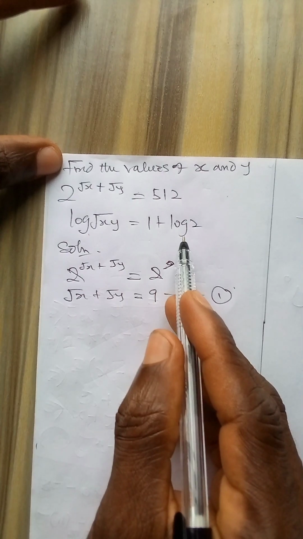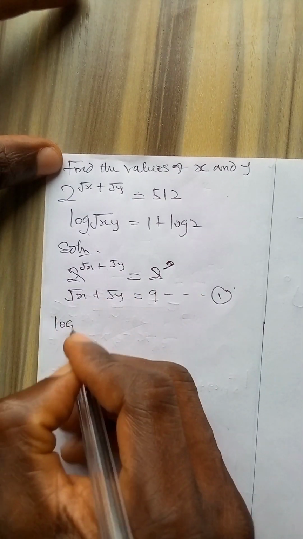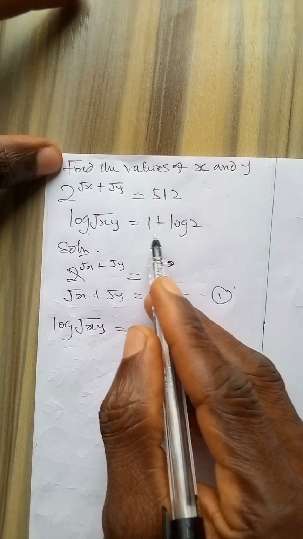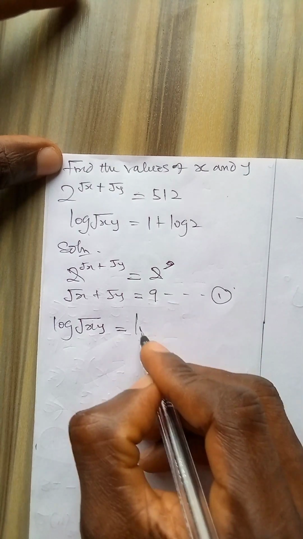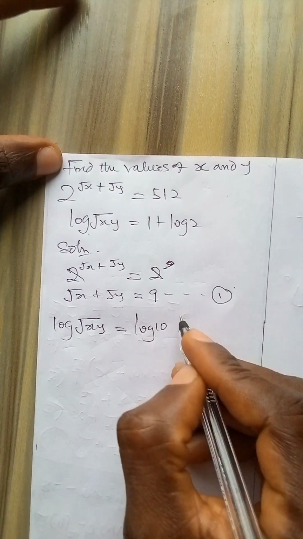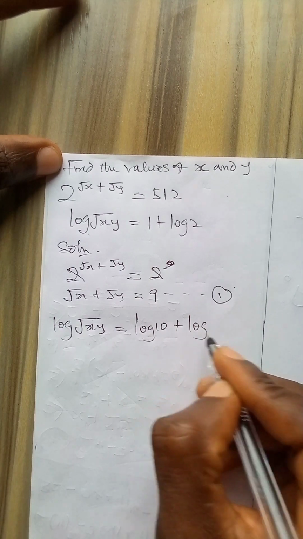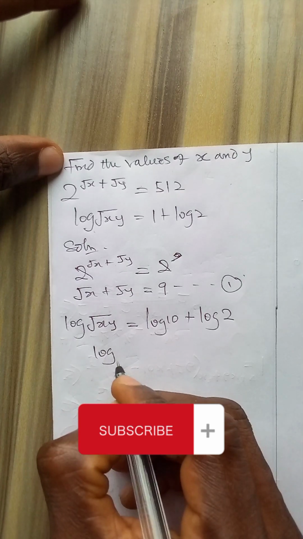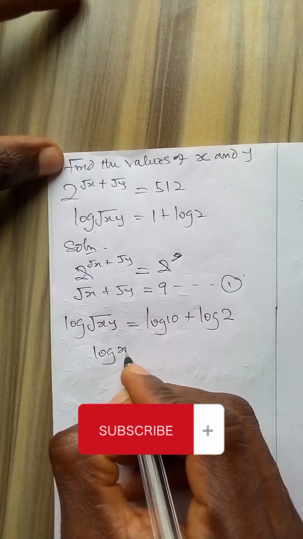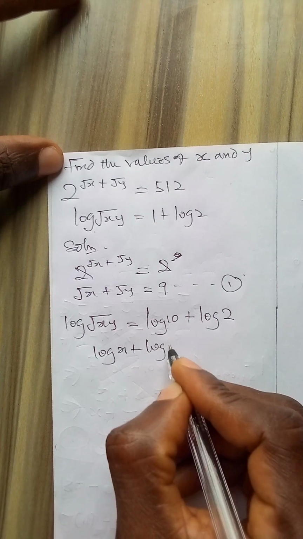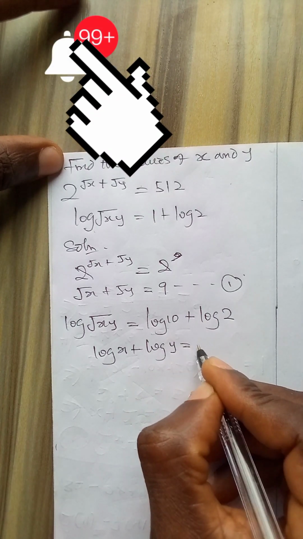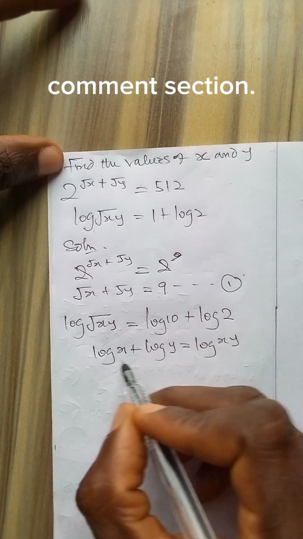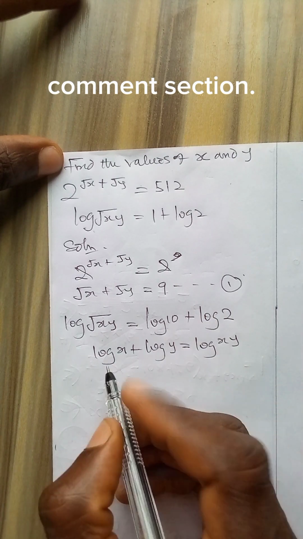Now, let us simplify equation 2. We have log to base 10 of root xy is equal to 1, which can be written as log to base 10 of 10, plus log to base 10 of 2. Now, in logarithm, if we are given log to base any number of x plus log to base the same number of y, it will be equal to log to base the same number of x times y. So I'm going to apply this law here. This is the product law of logarithm.